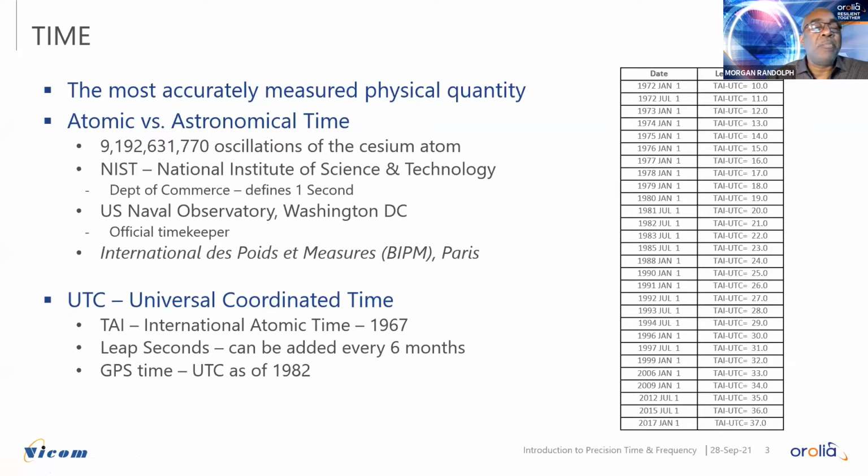Time is the most accurate physical quantity. Basically, there are over 9 billion oscillations of a cesium atom, and that's how we come up with UTC time. NIST is the National Institute of Standards and Technology in the US. They provide time, so anybody in the world can go to the NIST website, point to the servers and grab time for your environment, your PC, or any application you have. The US Naval Observatory is the administrator of all of that. They're the official timekeepers.